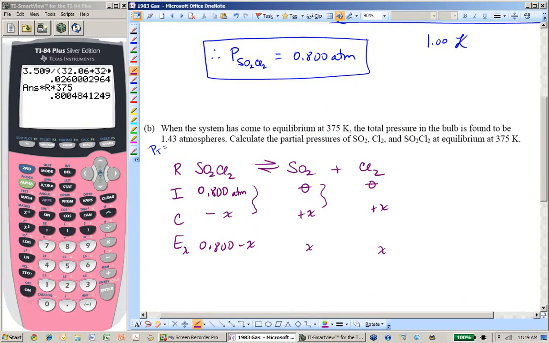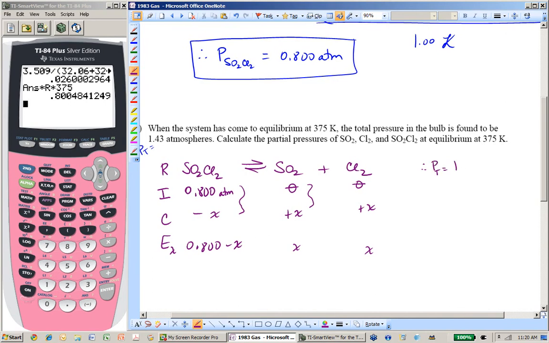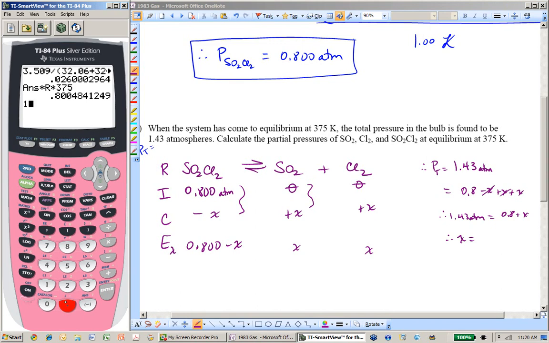They told me the total pressure, I like to work off to the side sometimes, is going to equal 1.43 atmospheres, which equals 0.8 minus X, I'm going to drop the zeros for now, minus X plus X plus X. So what do we get? If we simplify that, we get 1.43 atmospheres equals, that cancels that, 0.8 plus X. Solve for X. X equals 1.43 minus 0.8, a nice round 0.8, and I get 0.63 atmospheres.